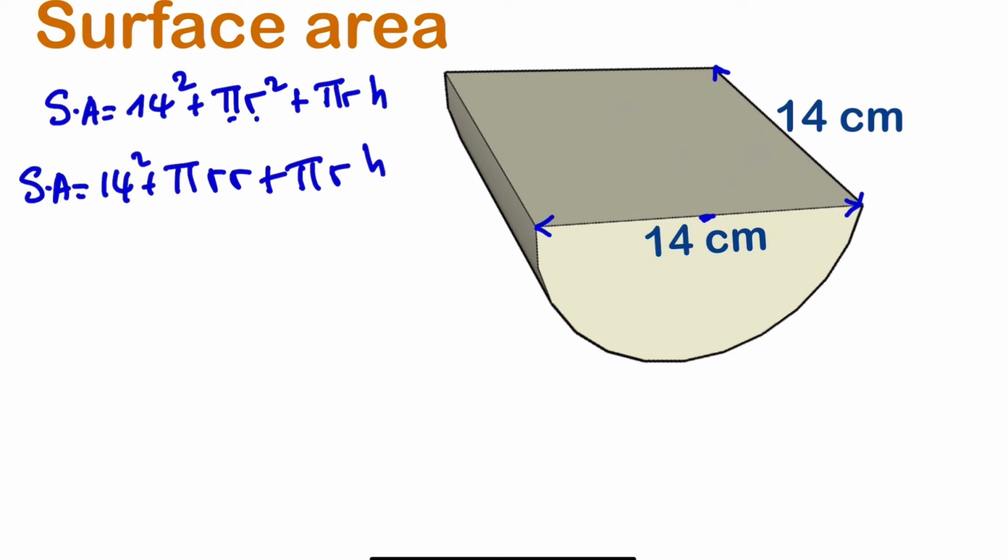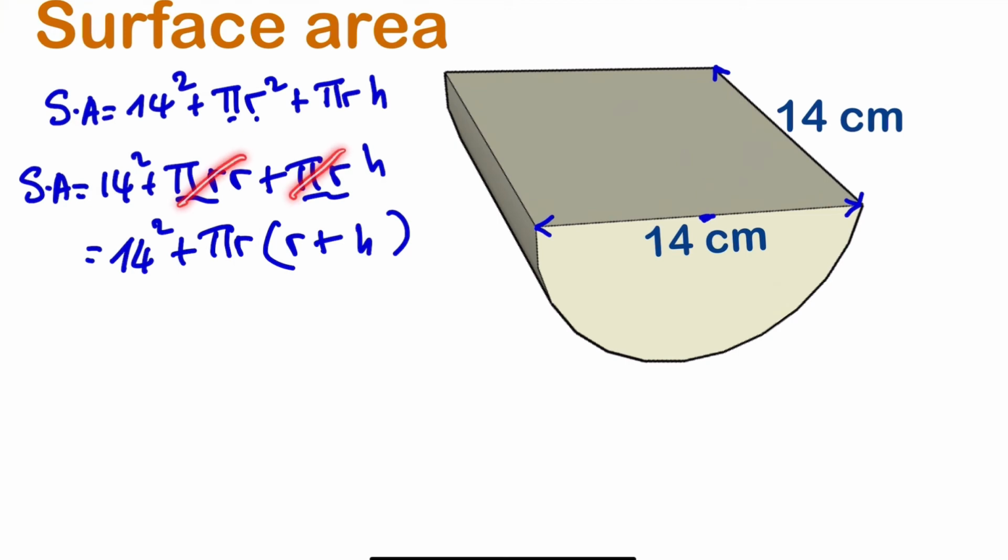So let's try and factorize. What is common? We can see pi r is common on both sides. We are going to have 14 squared plus pi r, bracket. We are left here with r plus h. So when we factorize, it's just like we cancel it out, and we are left with r plus h. You can use this formula if we move further to substitute the values.